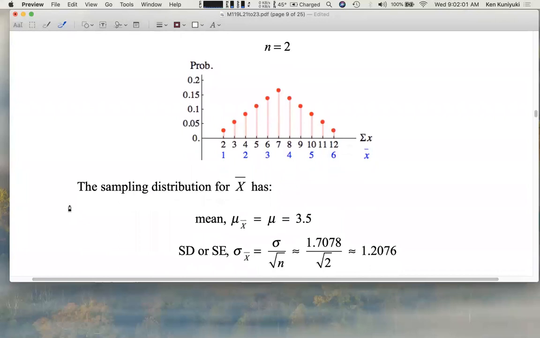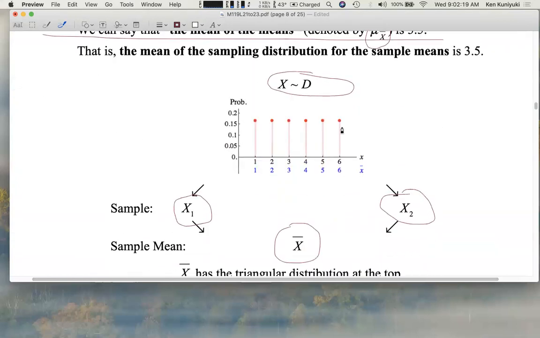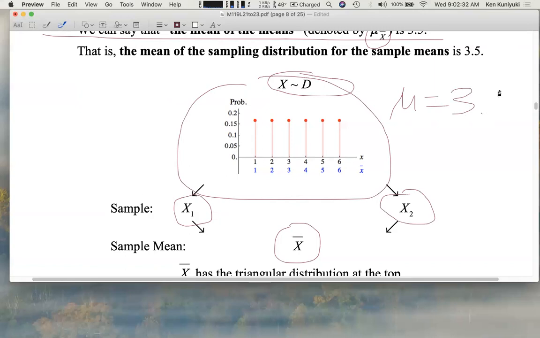All right. Now, I claim that the sampling or probability distribution for x bar has, as its mean, the notation mu sub x bar, the mean of the x bar distribution, but it's the same as the Big Daddy mean, mu, which is 3.5. Now remember, all the way back up here, we had the result on one die. It had this probability distribution, a discrete uniform. Mu for this Big Daddy distribution was 3.5. Okay, right here, 3.5 was the mean of the Big Daddy distribution.